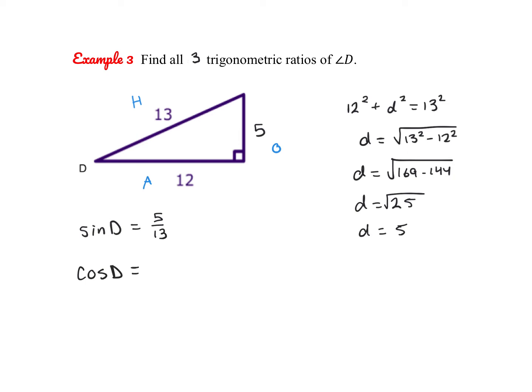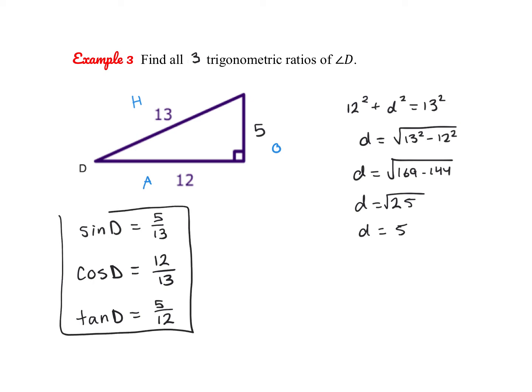Cosine, remember, is adjacent over hypotenuse, so 12 over 13. And tangent of angle D is going to be the opposite, 5, over the adjacent, 12. There are our three trig ratios of our right triangle.